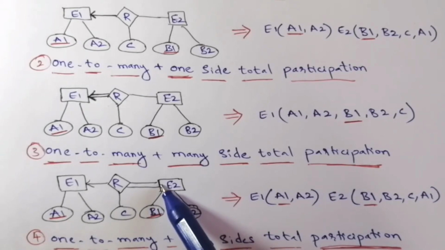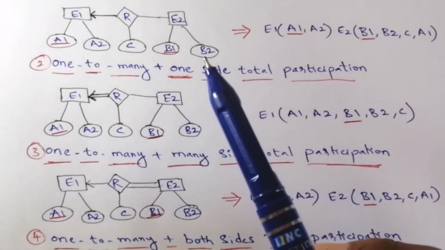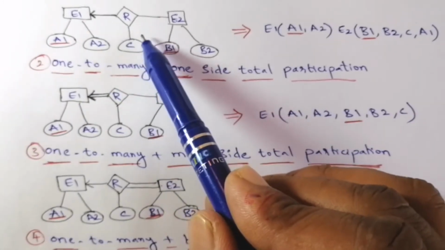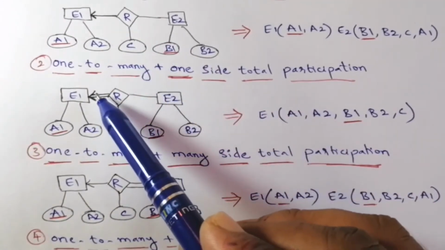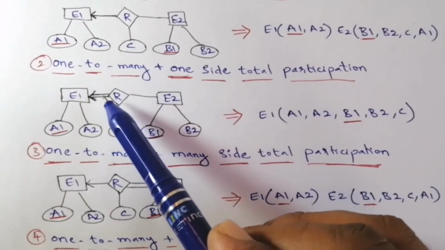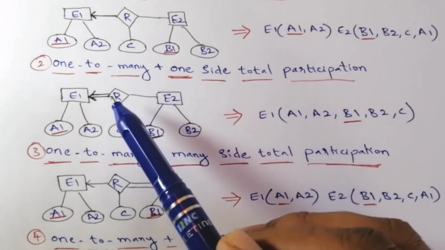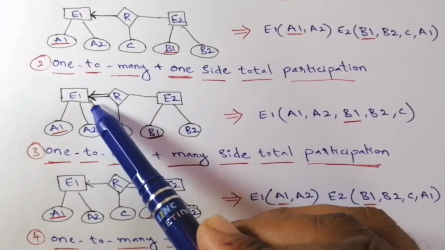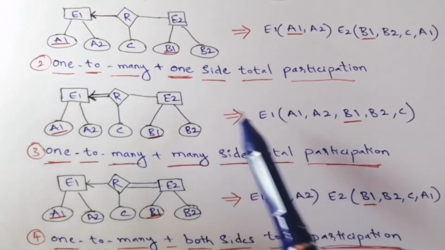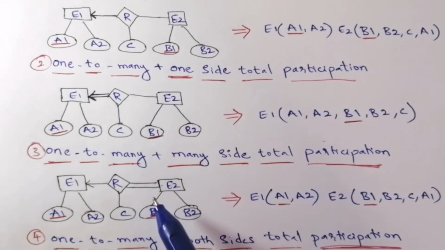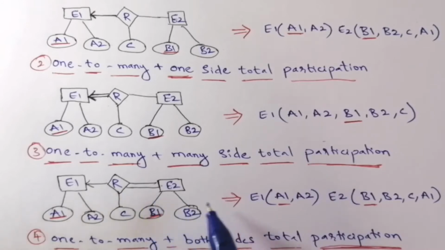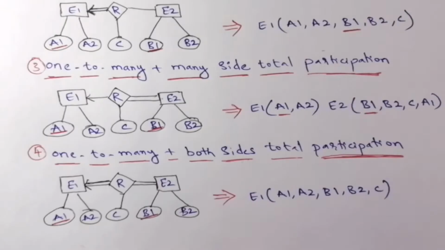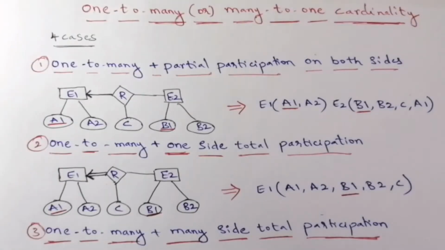So this is the most important point. We are going to consider partial participation on both sides, and then one to many or many to one where one side can have total participation, that is where we have the arrow mark. On that side we have the total participation, so this is the result. And where we have the many side total participation, this is the result. And the last case is one to many with both side total participation. So let us look over them.